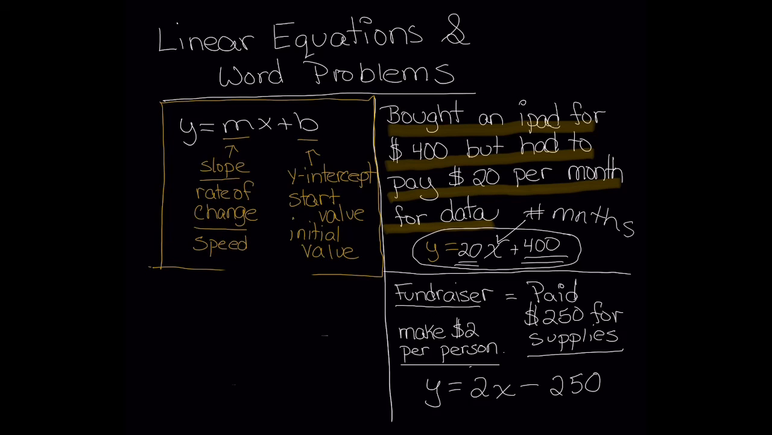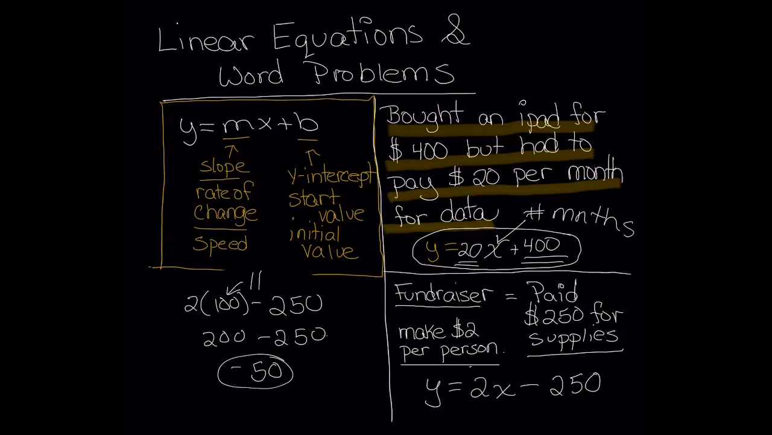So if I wanted to say, well, let's say we had 100 people to our fundraiser. So that would be 2 times 100 minus 250. So have I got even yet? Have I started to make a profit? No, I'm still in the red, or I still owe $50. So I'm still not doing well enough. So this would not be a good fundraiser if I was only going to have 100 people.